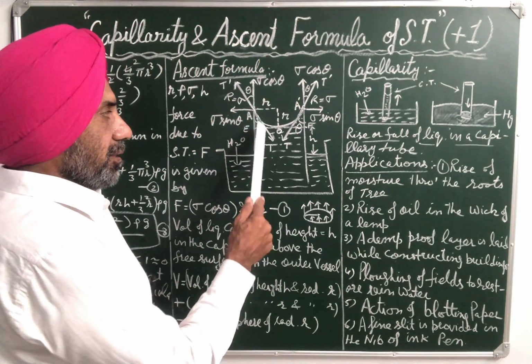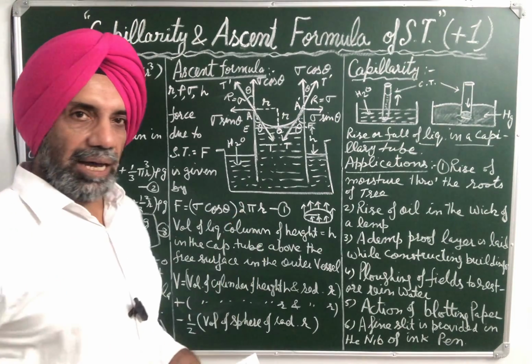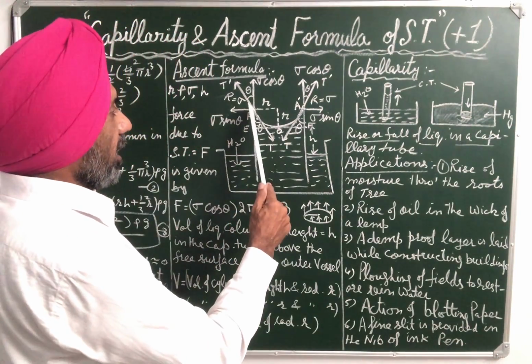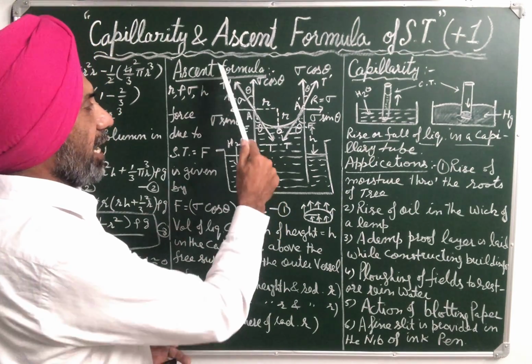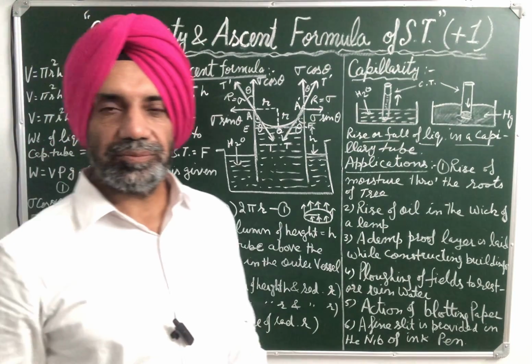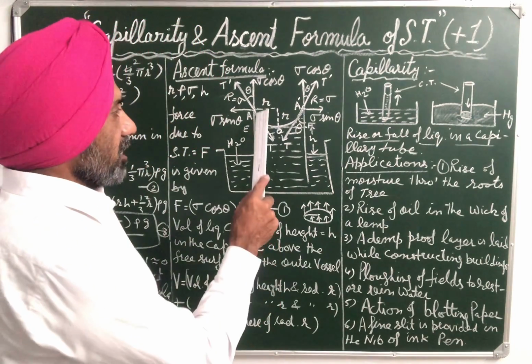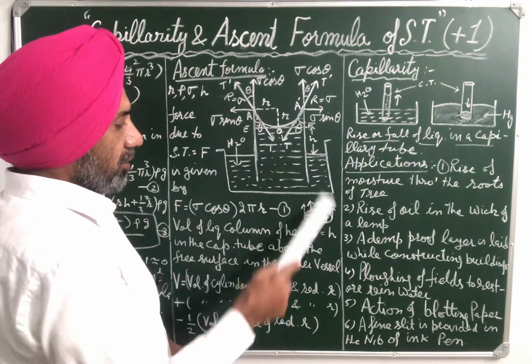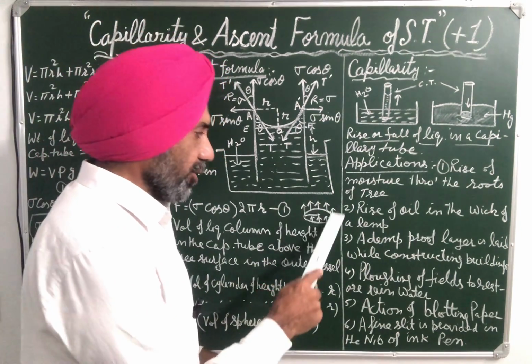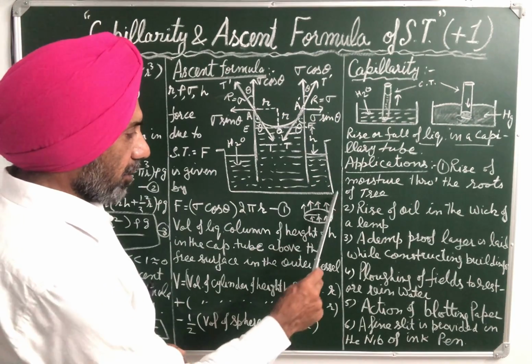and due to Newton's third law, to every action there is an equal and opposite reaction. So a reactional force acts along AT dash, which is equal to sigma in magnitude. So this reactional force acts at every point along all the sides of the capillary tube, everywhere.